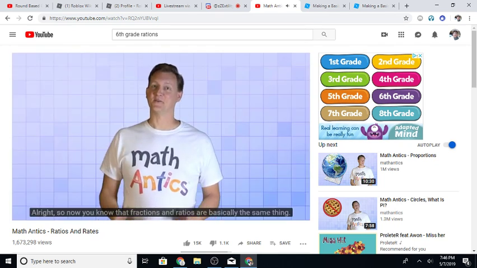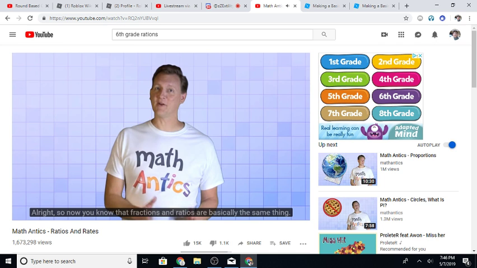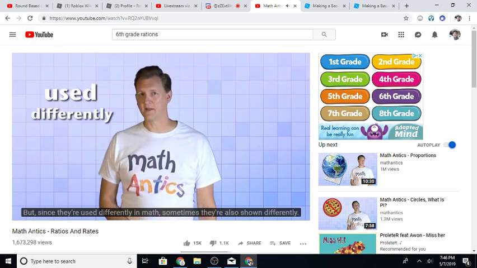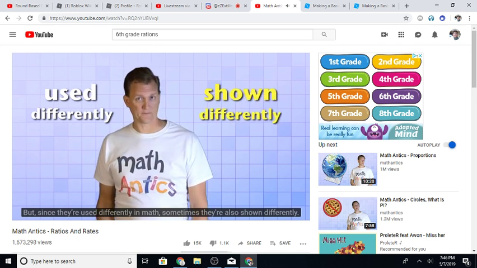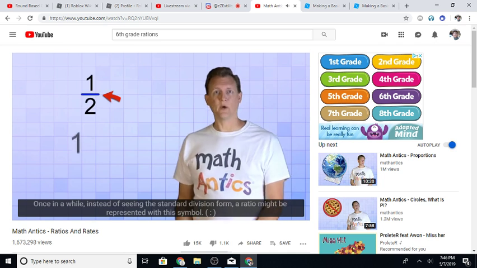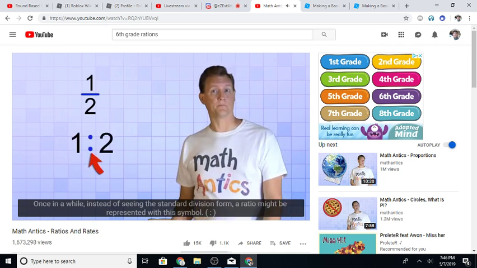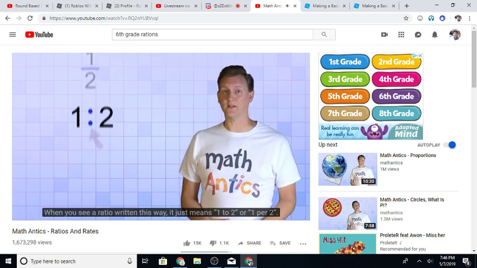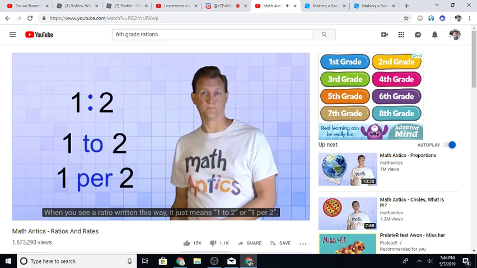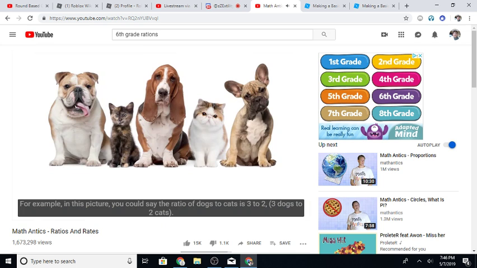All right, so now you know that fractions and ratios are basically the same thing. But since they're used differently in math, sometimes they're also shown differently. Once in a while, instead of seeing the standard division form, a ratio might be represented with this symbol. When you see a ratio written this way, it just means 1 to 2 or 1 per 2. For example, in this picture, you could say that the ratio of dogs to cats is 3 to 2.